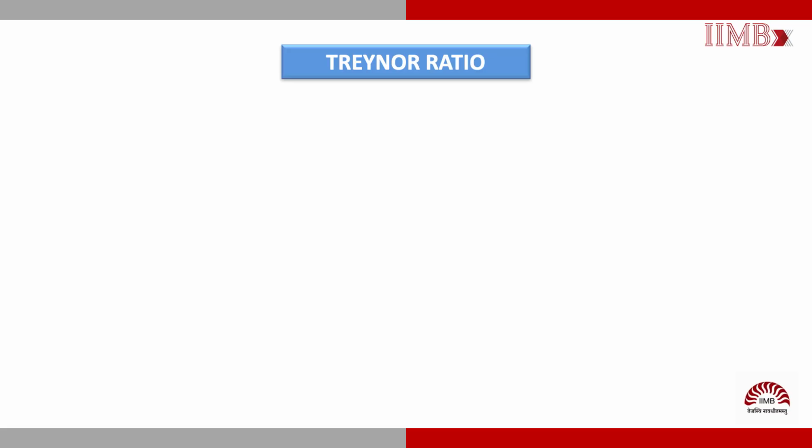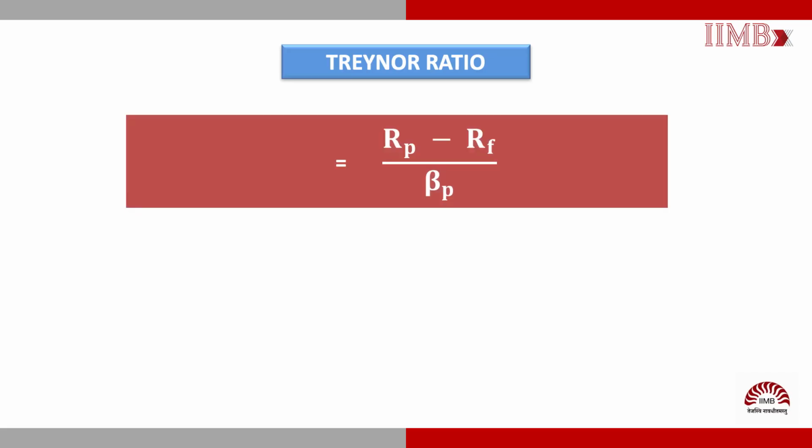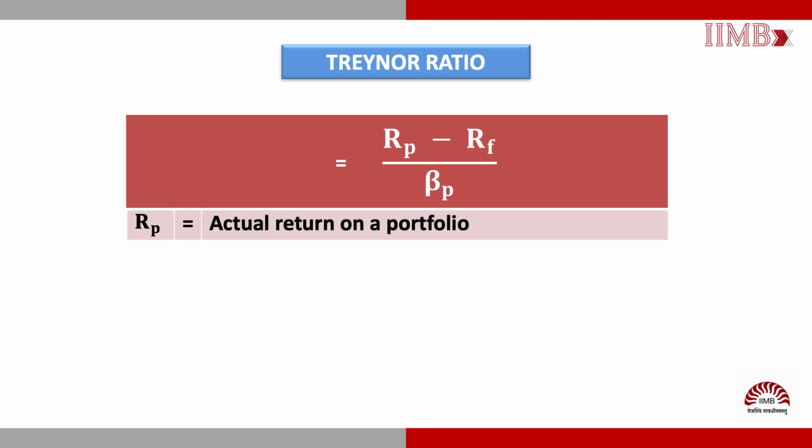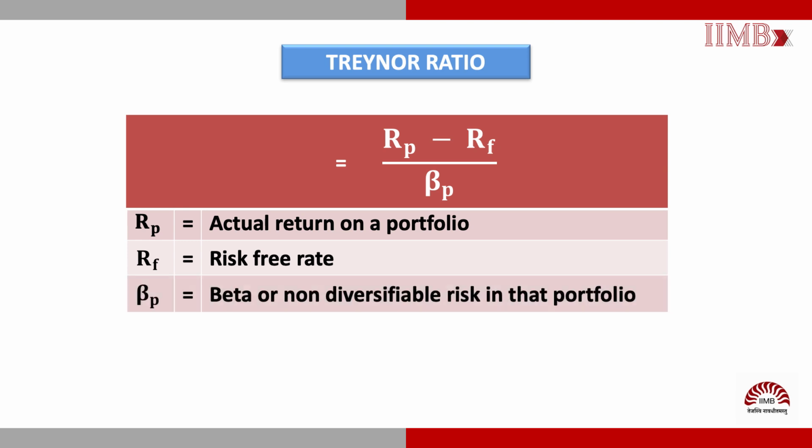Treynor ratio is represented as RP minus RF divided by beta P, where RP, as we saw before, represents the actual return on the portfolio, RF represents the return on the risk-free asset, and beta P represents the beta or the non-diversifiable risk in that portfolio. As in the case of Sharpe ratio, the higher the Treynor ratio, the better the risk adjusted performance of that portfolio.